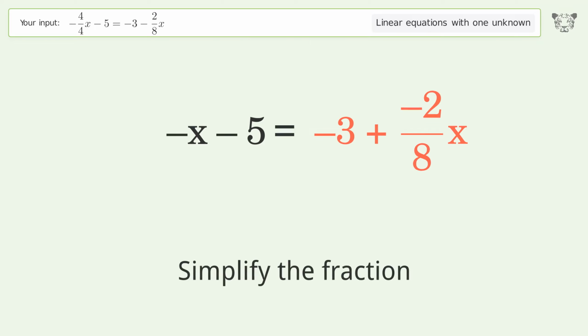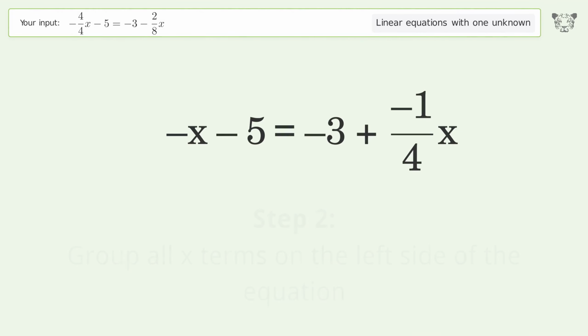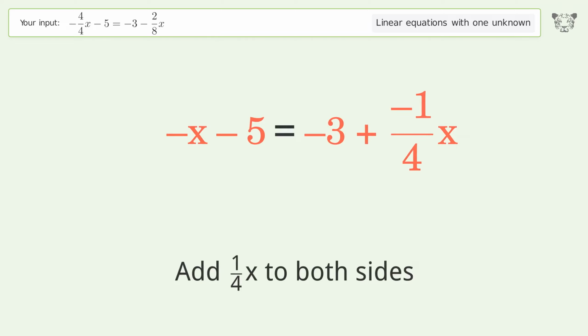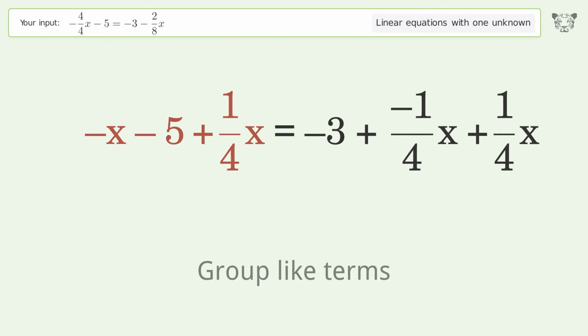Simplify the fraction. Group all x terms on the left side of the equation. Add 1/4x to both sides. Group like terms.